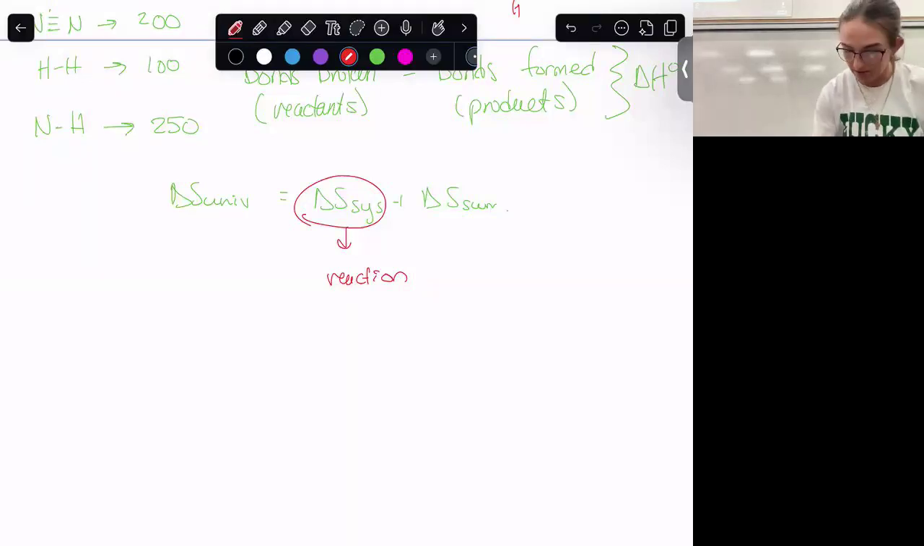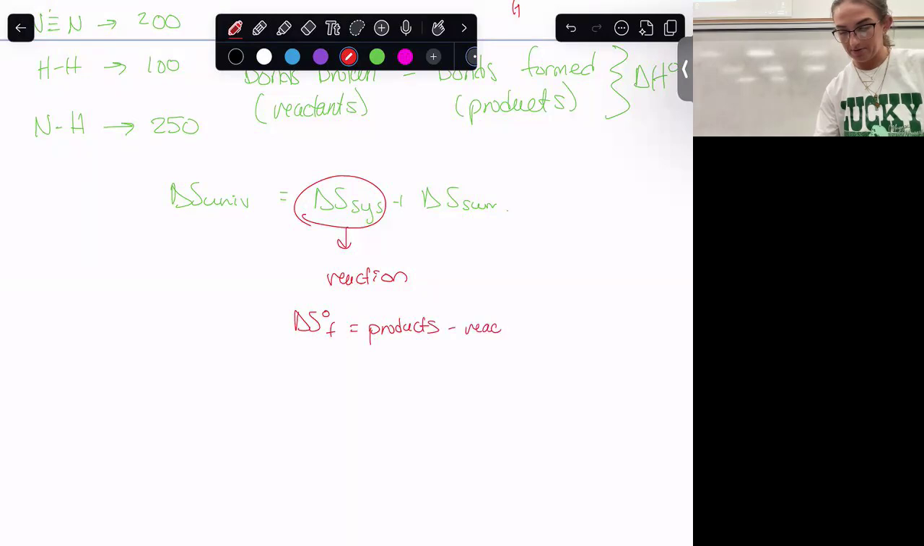This is your delta S, not a formation. So similar to the first question that we did, but this time just using delta S's. Still products minus reactants.